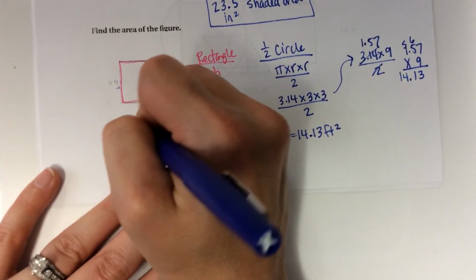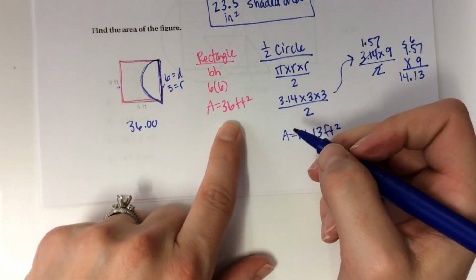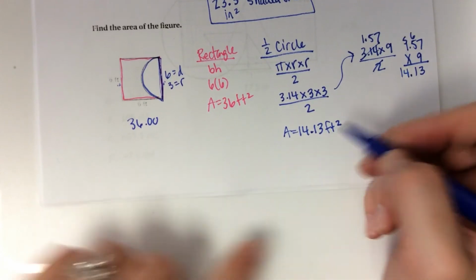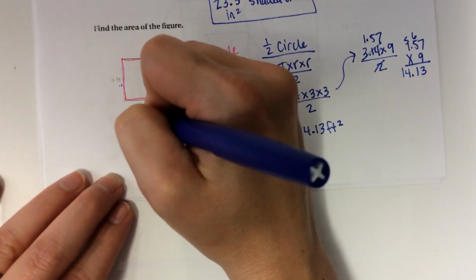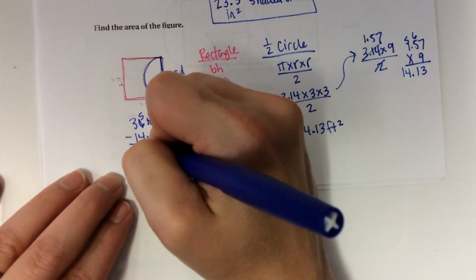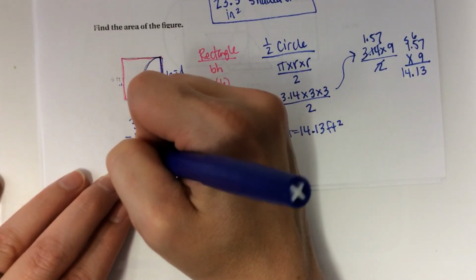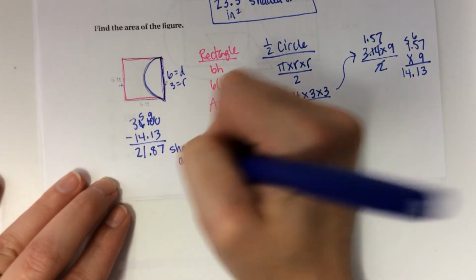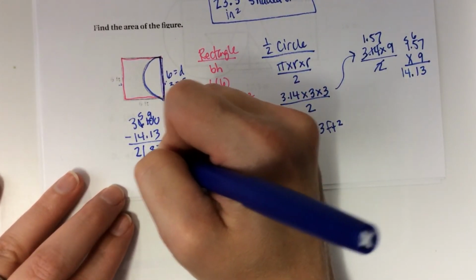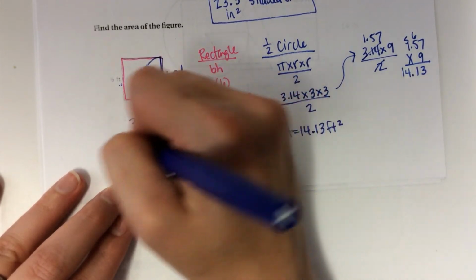So we have 36 from our rectangle. Take out your half a circle. So minus 14.13. And we get a shaded area of 21.87 feet squared.